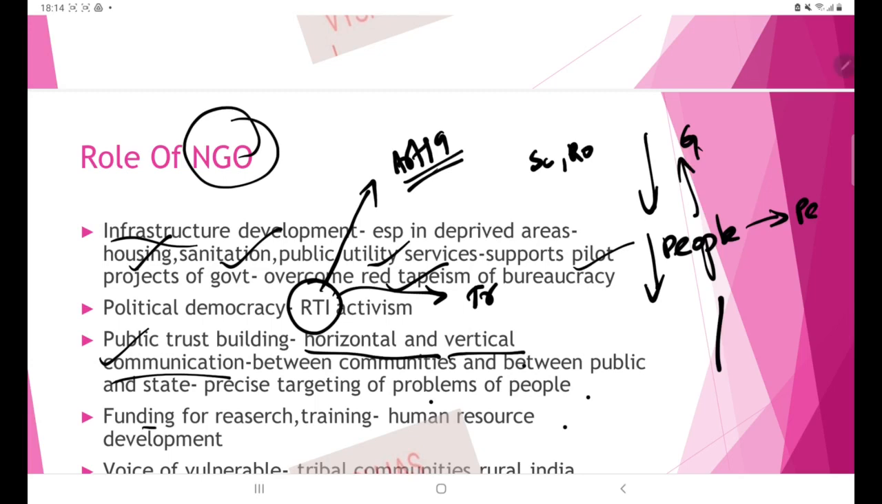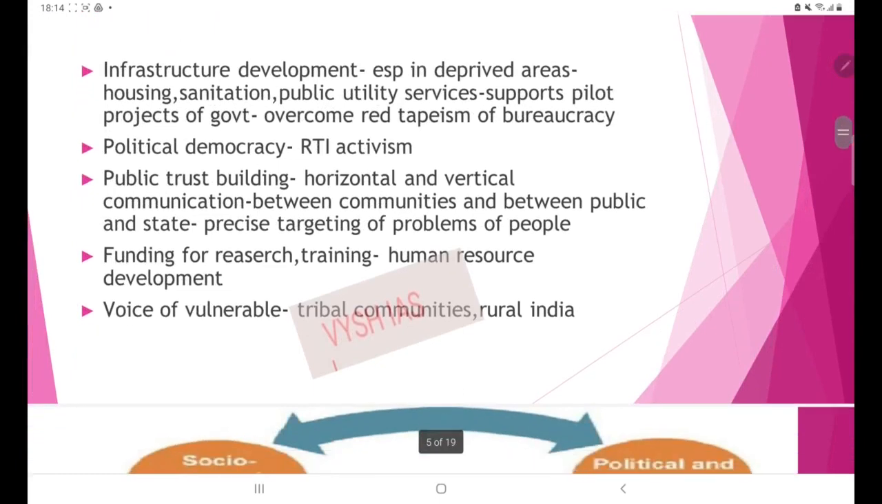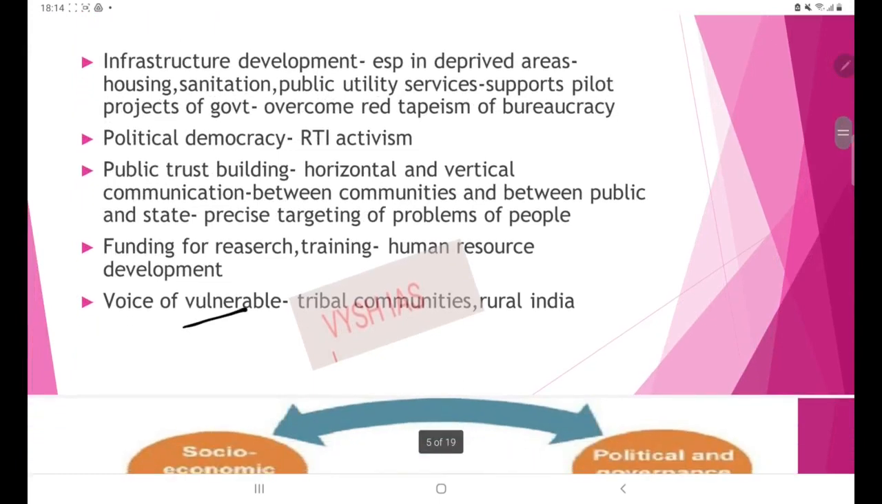Then funding for research and training, as I have said, scarce resources is there, so there has to be some funding for undertaking any research and training. So it is actually driving the human resource development also. Then another point is, it is the voice of the vulnerable. So these vulnerable sections like tribal communities and rural India, they are having a voice through NGOs. NGOs are actually taking up their problems.